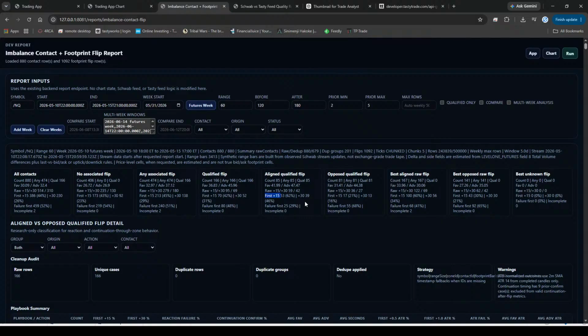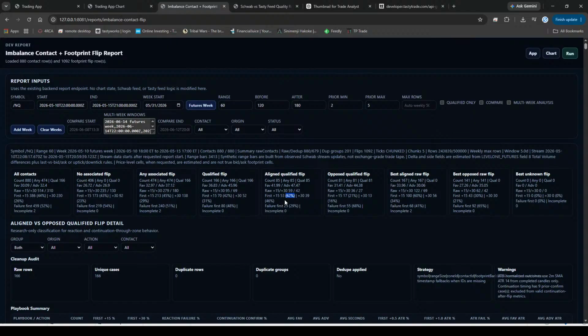Now we found something that is 70% of the time it was happening this week. And not only that, 62% of the time those flips went for 15 points. Now I can say, okay, I can risk a 5-point move to get a 15-point move.